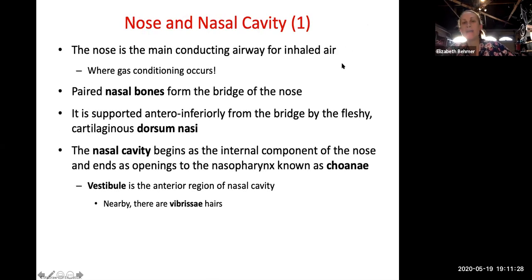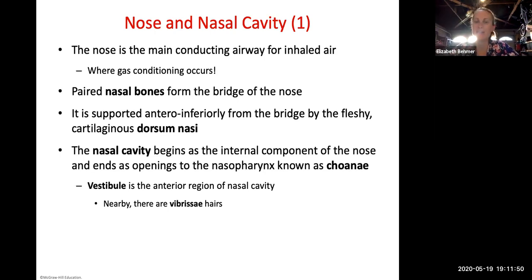The nose is the main conducting airway for inhaled air. This is where the gas conditioning occurs. So this is where the air that you breathe in will get warm, it'll get humidified, cleaned, and become turbulent. It's supported anteriorly by this little cartilaginous structure, we call it the dorsum nasi, and this is cartilage.